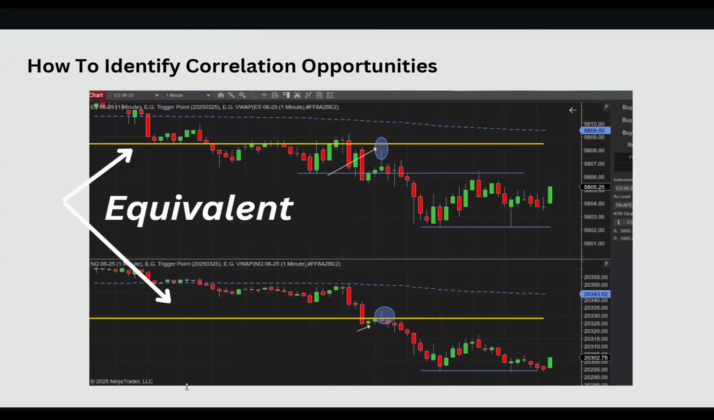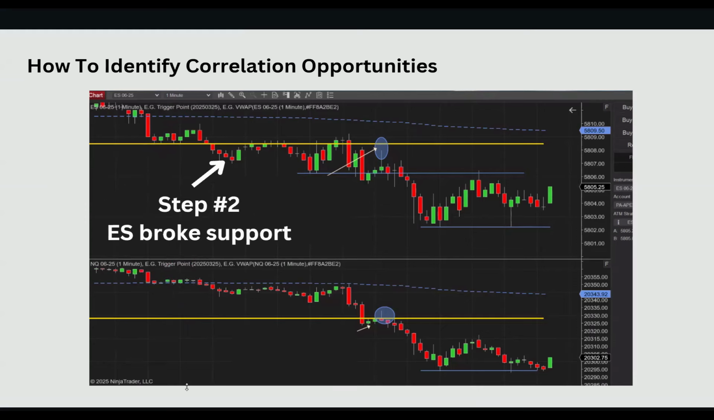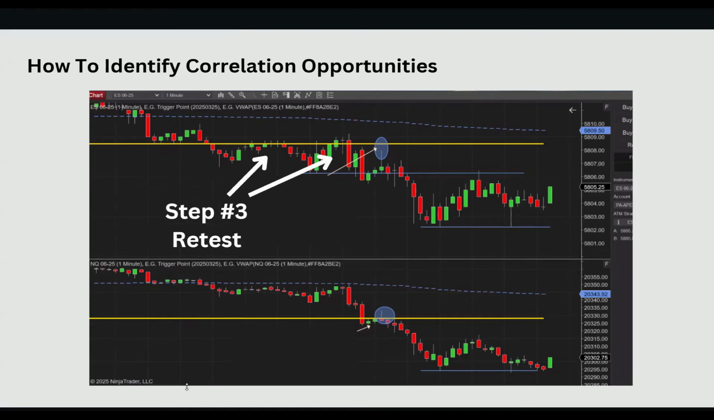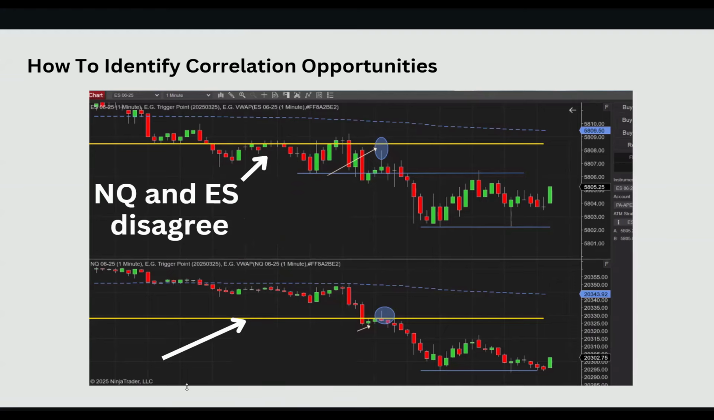Speaking about spotting equivalent lines, these lines are equivalent according to the CTP methodology. At this point, they are equivalent support lines. But then, as you can see, ES broke, and its support level turned into resistance. Resistance was then validated. We can see the retest here, which is an expected behavior when a level is broken. So at this point, ES and NQ disagree. Why? Because the equivalent line is a resistance for ES, but still support for NQ.